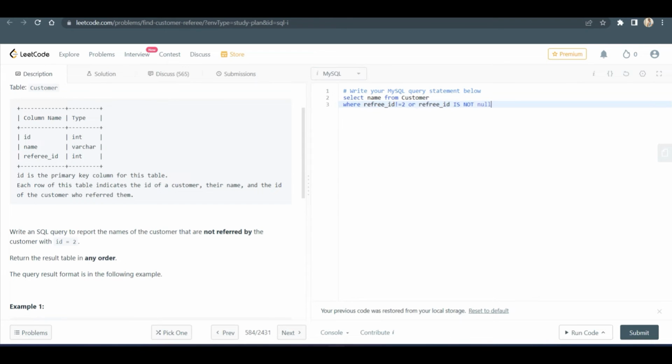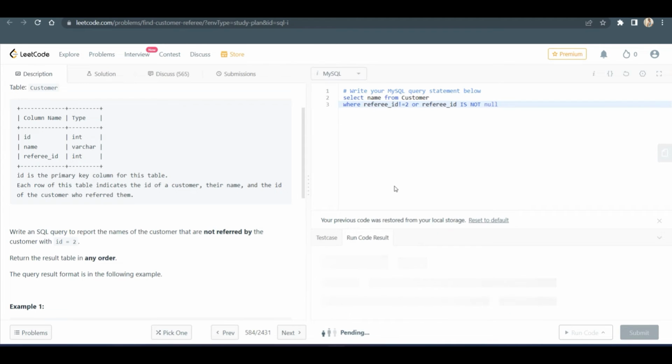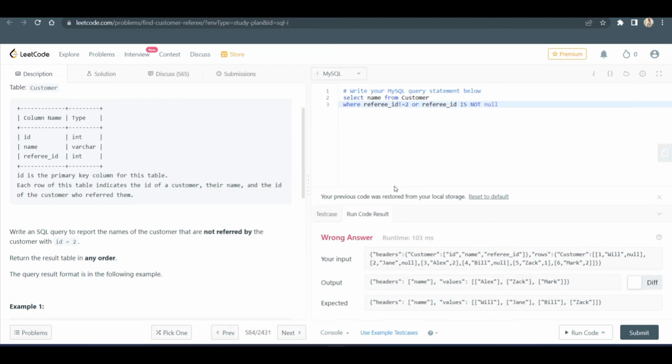Let's check the spelling for referee. The E is missing after F. Let me put it. Okay. Let's run the code. So you can see the difference between the expected output and our output. So can you identify what's wrong here?